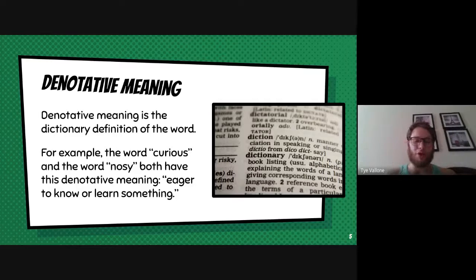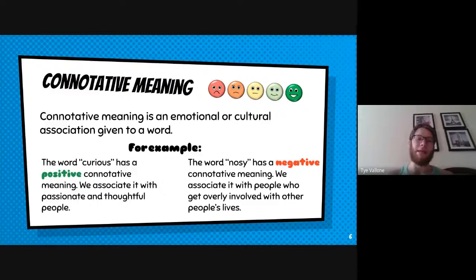So the denotative meaning is the written down meaning of the word, what you would find in the dictionary. Now, what we're going to move on to next is the connotative meaning. So keep in mind these two words, curious and nosy, they both have the same dictionary definition. As far as the dictionary is concerned, they both mean the same thing. But when we hear each of them, we might think about different things. And that is what the connotative meaning is.